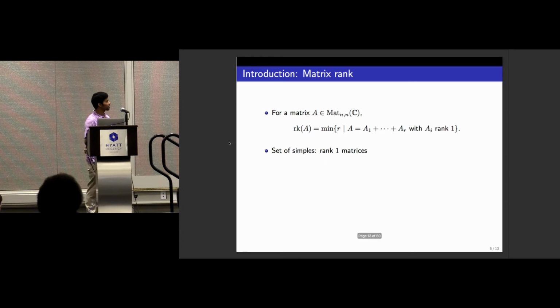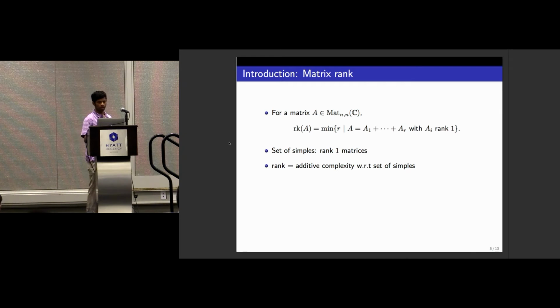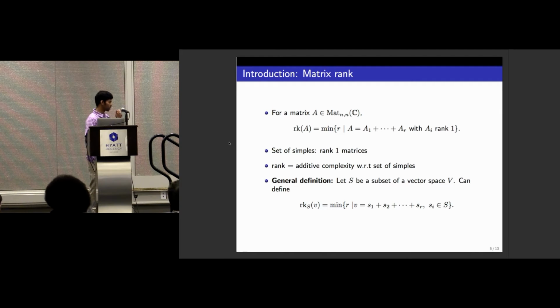Once you have this, I want to recast this in slightly more abstract language. I want to call the set of simples the rank 1 matrices, and I want to say that matrix rank is the additive complexity with respect to the set of simples. So if you assume that rank 1 matrices are somehow easy to compute, and you want to understand what the rank of a matrix is, it's about how many of these you need to add up to get your matrix. Okay? And this is just a general definition that goes here.